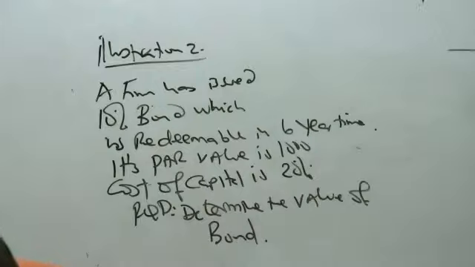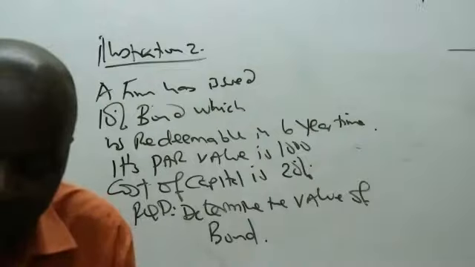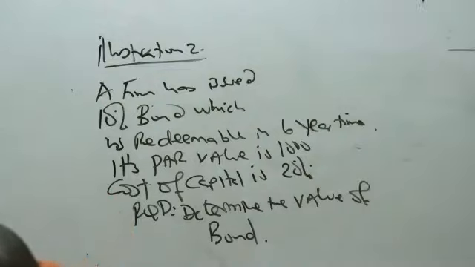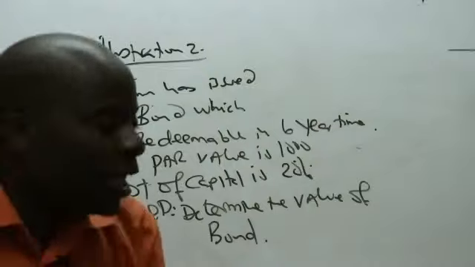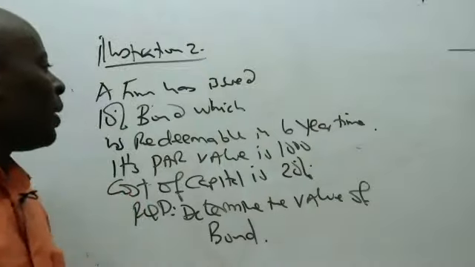I can see, ladies and gentlemen, most of us getting 667.45. It's quite easy. What these students have done, because it's redeemable, they have been able to know straight away that you have got two types of cash flows.